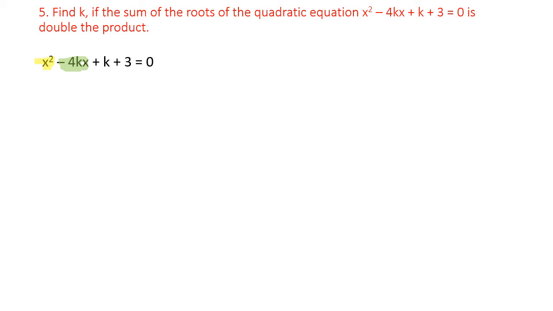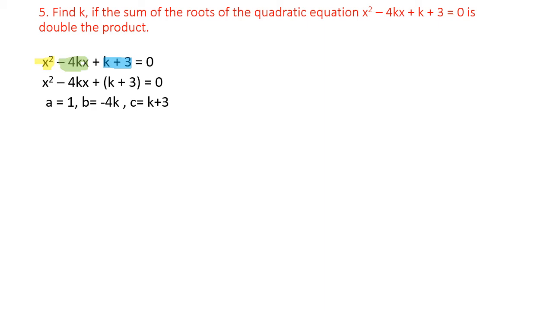What is c then? Is it k? Is it 3 or is it both? C is going to be both, this k plus 3. Okay, so your a is going to be 1 like this. So that is your c. So a is going to be 1, the number here which is in yellow. So 1. B is going to be minus 4k.